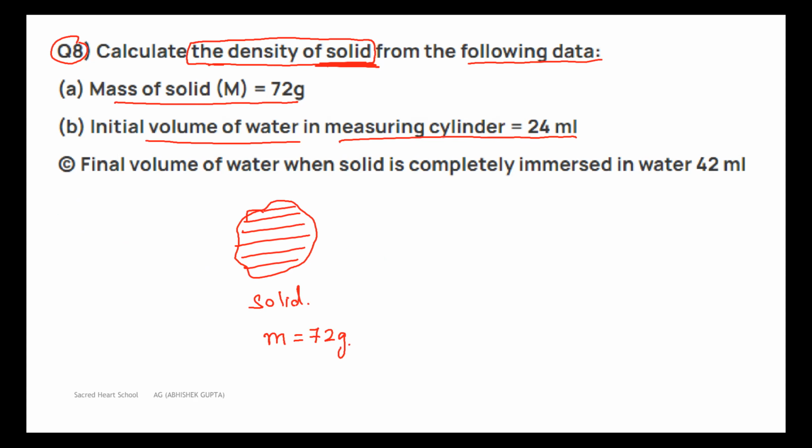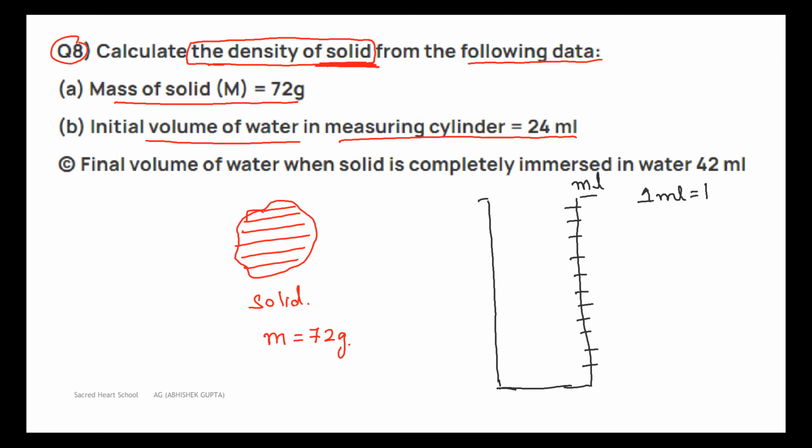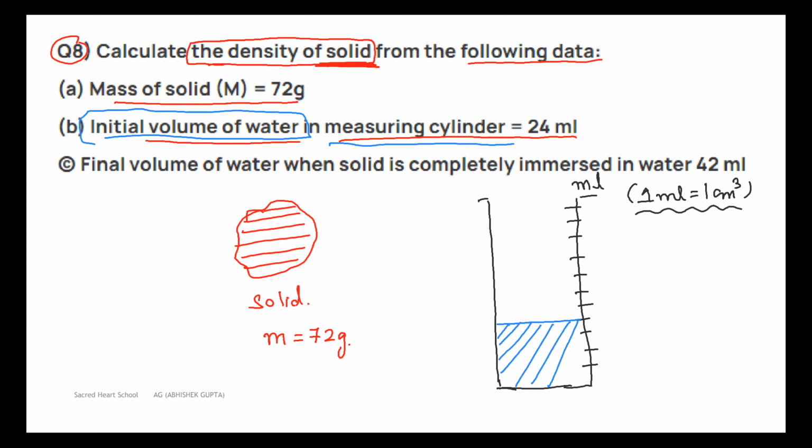Now, the next part of the problem is that we have a measuring cylinder over here, and markings are given. This measuring cylinder is graduated in ml, milliliter, and we know that 1 milliliter is the same as 1 centimeter cube. No doubt about it. We have discussed this in the previous class. Now, they are saying that the initial volume of water in the measuring cylinder is 24 ml. Let us assume this is the initial level of the water; the initial volume was 24 ml.